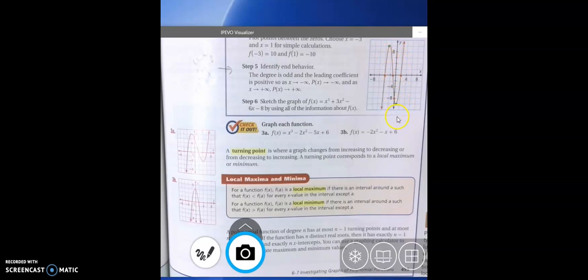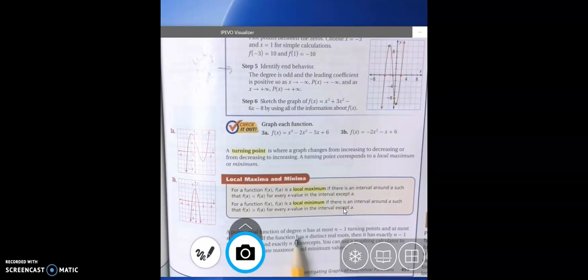See it? For a function f(x), f(a) is a local maximum if there is an interval around a such that f(x) is less than f(a) for every x value in the interval except a. For a function f(x), f(a) is a local minimum if there's an interval around a such that f(x) is greater than f(a) for every x value in the interval except a. All right, that sounded like a bunch of gibberish. So, let's just look below it.